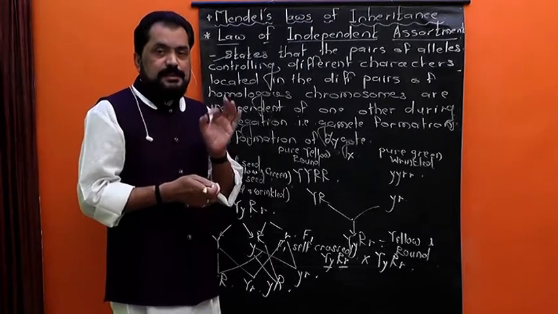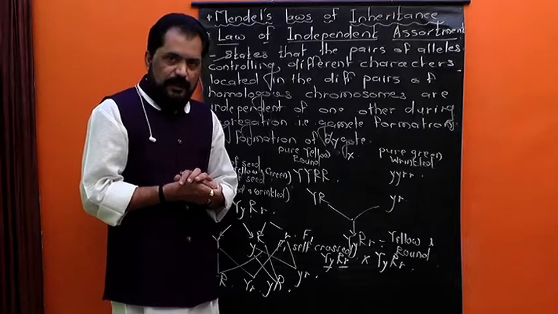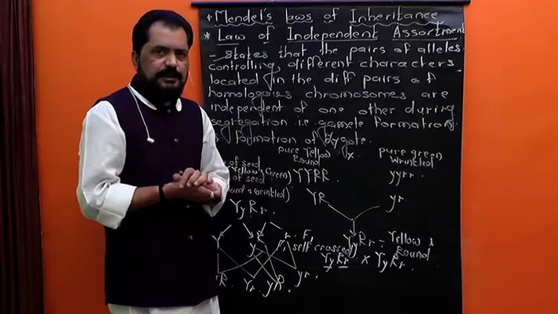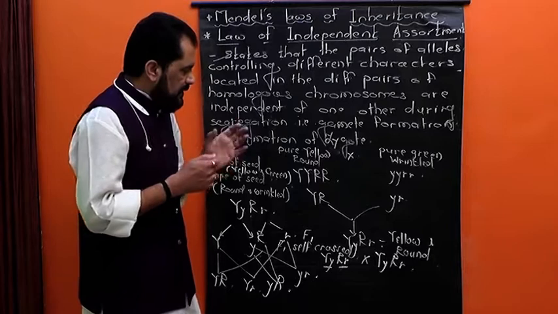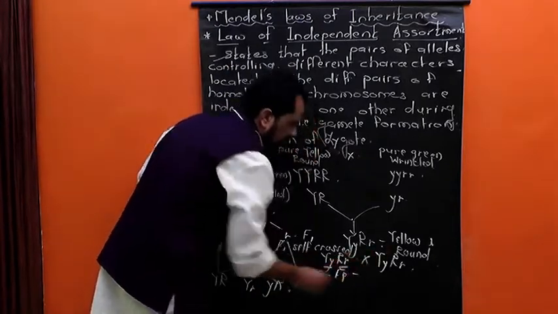4 into 4, in all 16 offspring are possible in the F2 generation. Okay, and we have already studied in the dihybrid cross that 16 offspring are produced in the F2 generation.